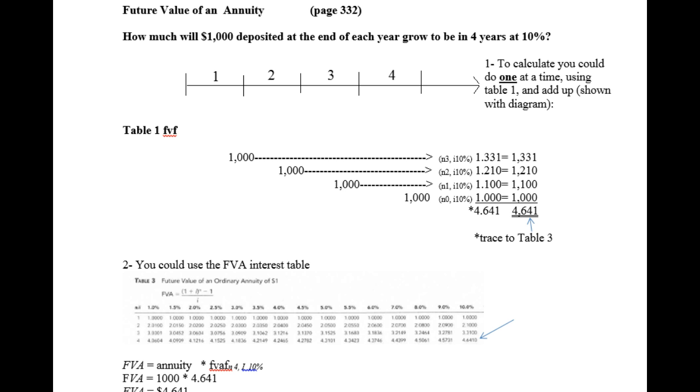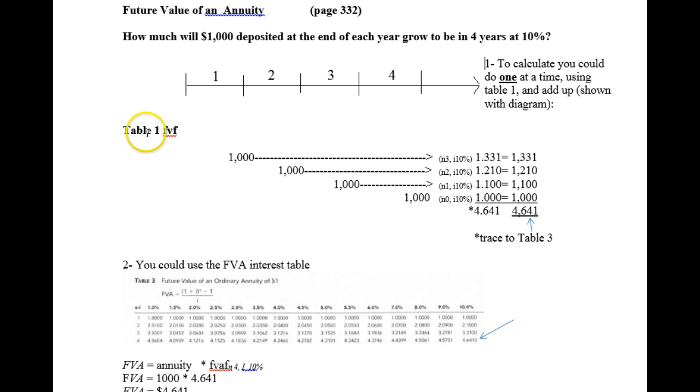Once again, I think the best way to really understand time value of money is to understand the chart, so I spend a little time with this concept. Let's start with future value of an annuity. I'm on page 332 in your book. On a future value of an annuity, there'd be an equal payment stream, and you could value them several ways. In our first way, I'd say you could do it using table 1 and add them up.